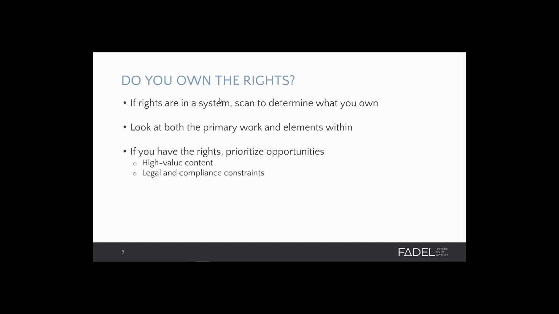One of the other key aspects is to look not only at the work itself that's been produced, but also look at the content elements within the work. You need to be sure that you have the rights for all of that together, because you may have to swap out certain content or images or other types of permissioned material if you don't have the right to put that onto a subscription platform. If you do have the rights, it's important to prioritize the opportunities. Focus on high-value content and stay away from where you have legal or compliance constraints.